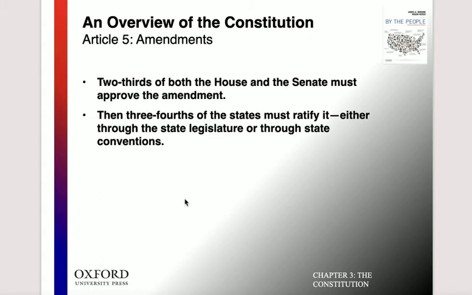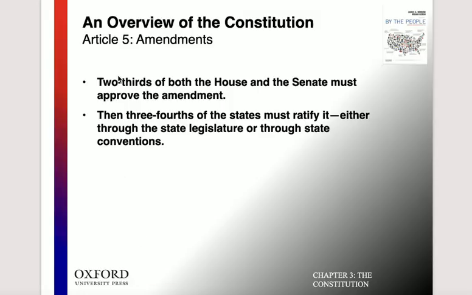Article 5 explains how to amend the Constitution. This is in bold. You need to know this. There are two ways to amend the Constitution. They're very similar, and it gets kind of confusing. So I'm just going to have you remember one way, and that's that 2/3 of the House and the Senate must approve the amendment first, and then 3/5 of the states must ratify it, either through a state legislature or the state conventions. So just remember those two processes. This will come up again when we start talking about amendments.